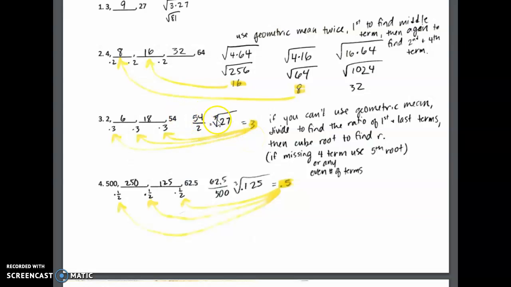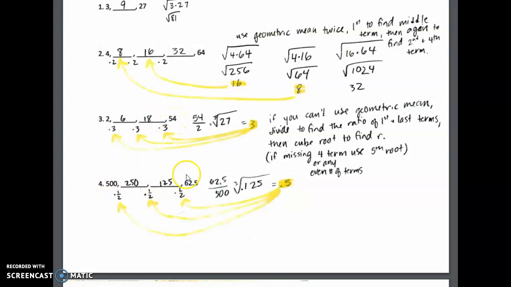So 54 divided by 2 gave me 27. I'm missing 2 terms, so I take the third root, or the cube root, and I get 3 for my common ratio. So I'm going to multiply by 3 every single time to get those 2 missing terms. So 2 times 3 gave me 6, 6 times 3 gave me 18, 18 times 3 will give me 54.